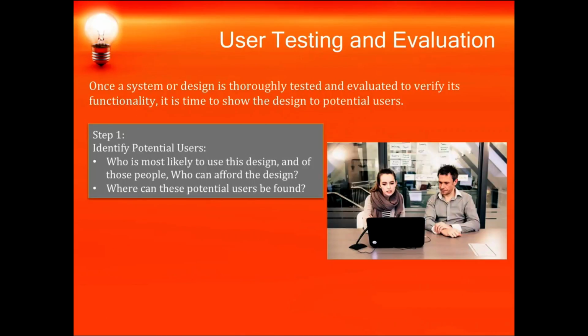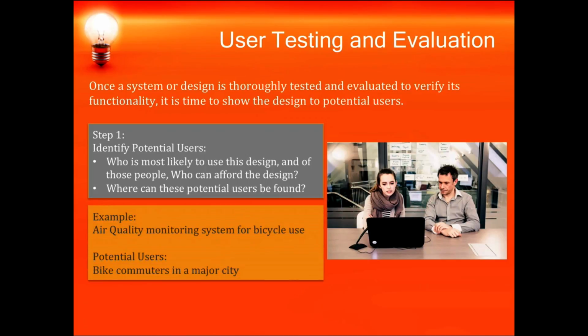As one might imagine, the first step in any user-level testing is to select the users. Who will be the most likely users of this design? Men, women, children, persons of a certain age, certain ethnicity, or other demographic? As an example, consider an air quality monitor designed for installation on bicycles. Our top demographic for user testing just might be adults commuting in urban environments and cities.